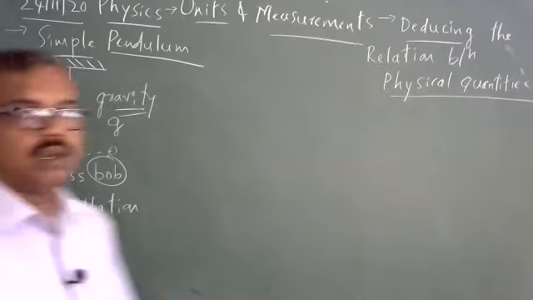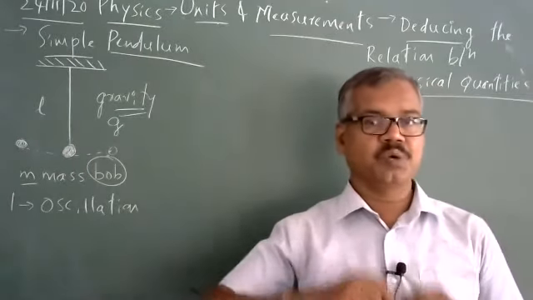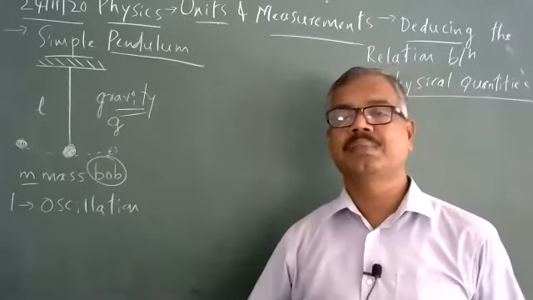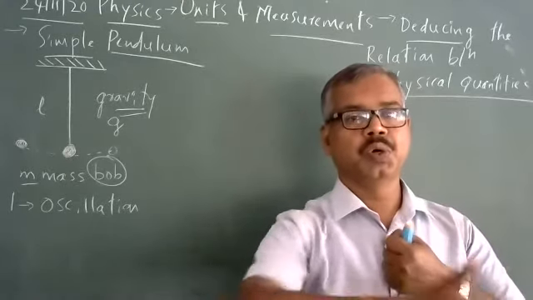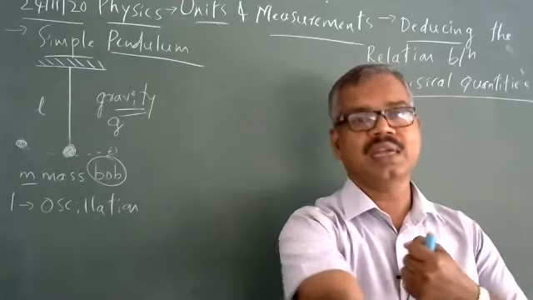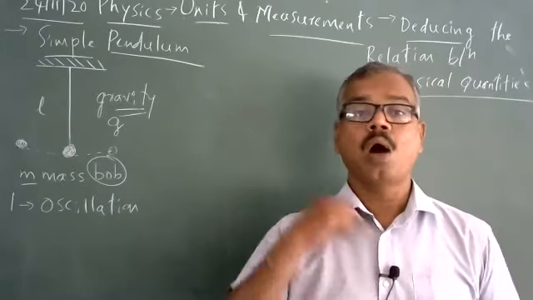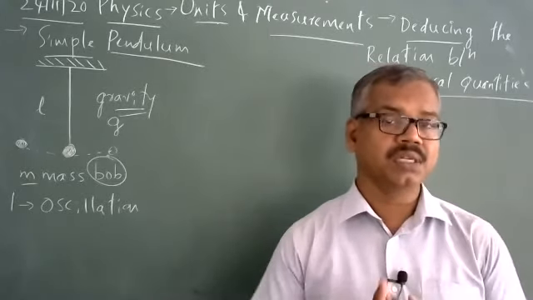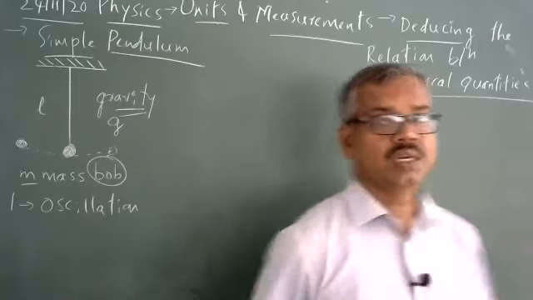What is oscillation? Oscillation means, for example, you start from your home, you come to the college and go back to the home. It is called one complete oscillation. What I mean to say is, you start at a point, go, and come back to the same point. It is called one oscillation. How much time is needed to complete one oscillation is called the time period. I repeat, the time taken by the bob to complete one oscillation is called the time period.